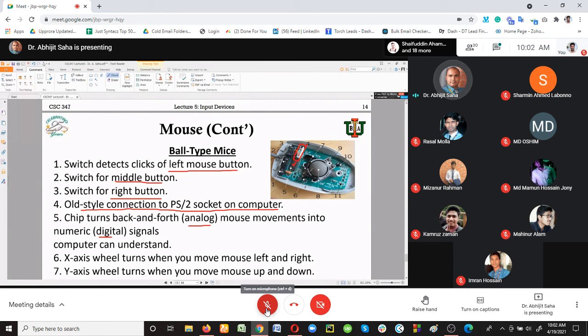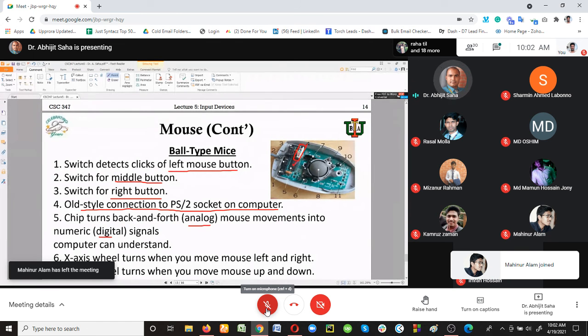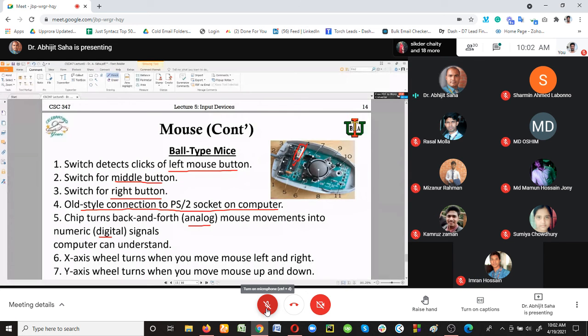The analog signals are created by moving the mouse through the other components, and the converter is going to make the signals from analog to digital. Why? Because your computer only understands digital signals, and that is why the converter is there, for converting the signals from analog to digital. So that the computer understands.